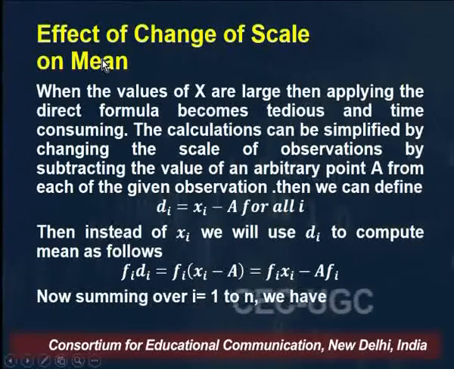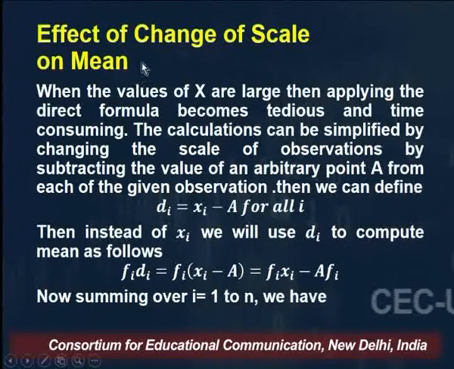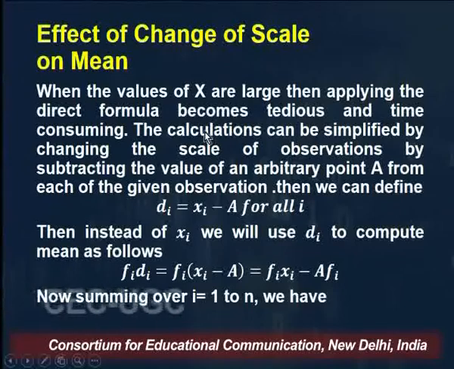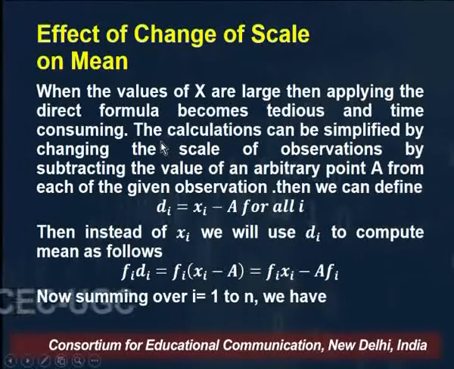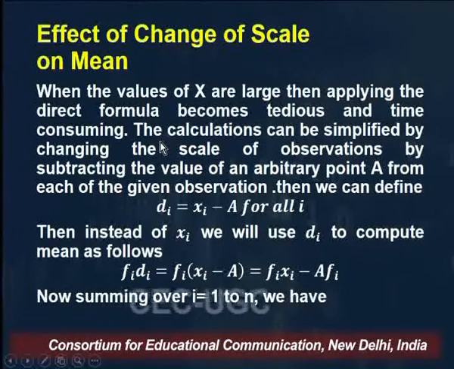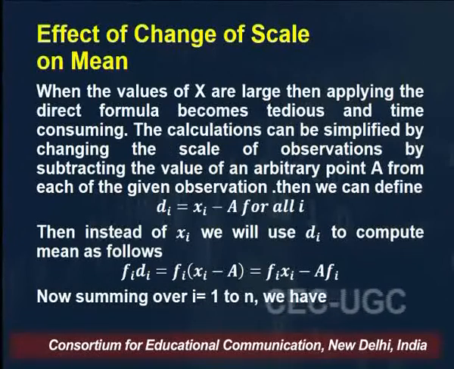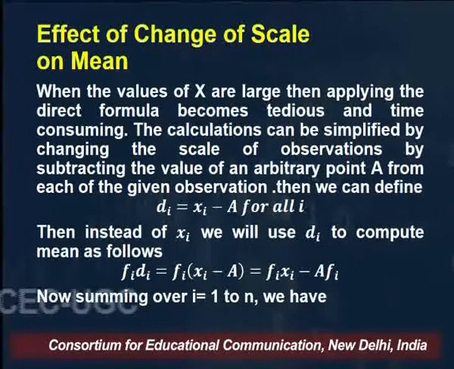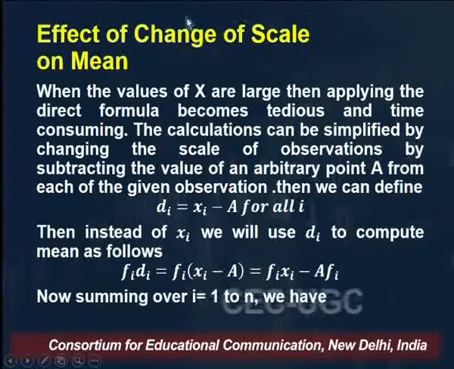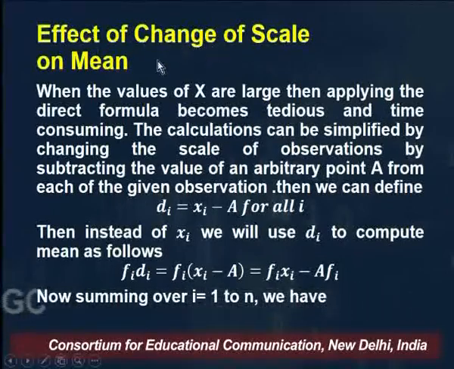So what we can do is, we can effectively change the scale of the observations and then obtain the mean of the original observations using a particular formula, and then the calculation becomes much simpler. In fact, you will be amazed that you can actually do it mentally also. You don't even need a calculator sometimes for that. So what we are broadly considering is the effect of change of scale on mean.